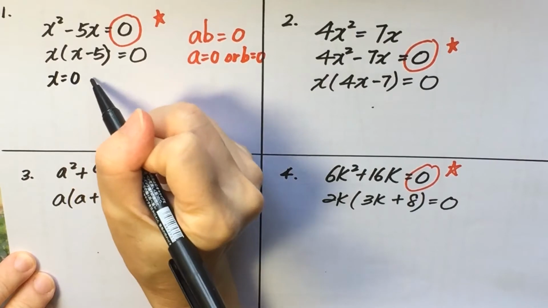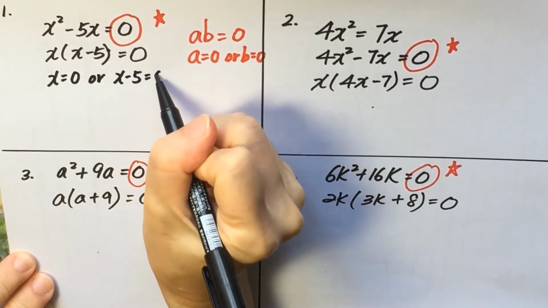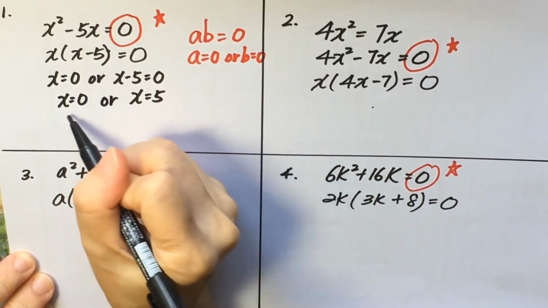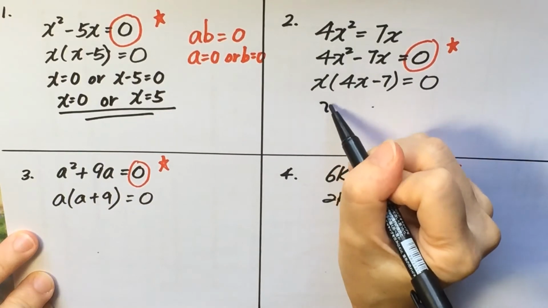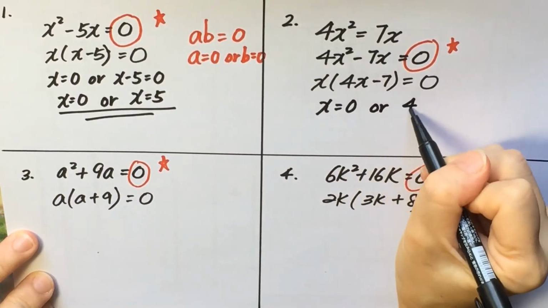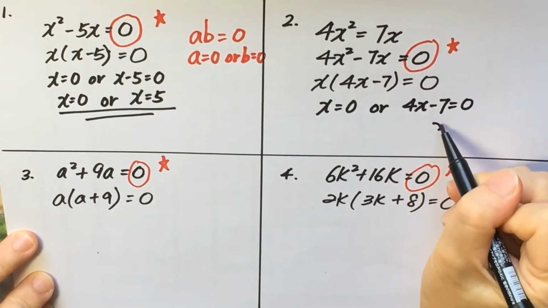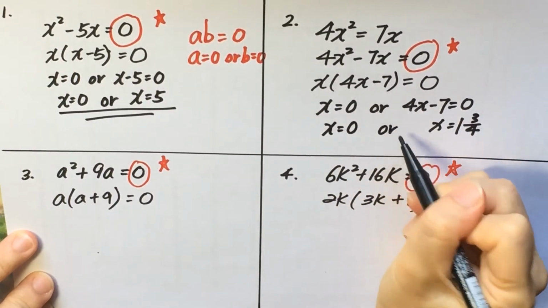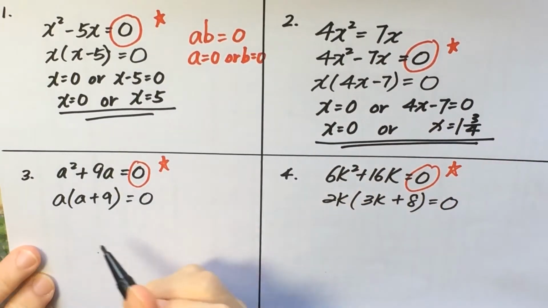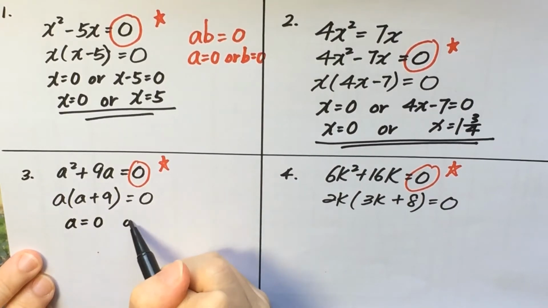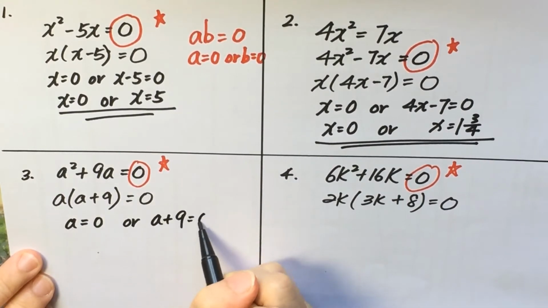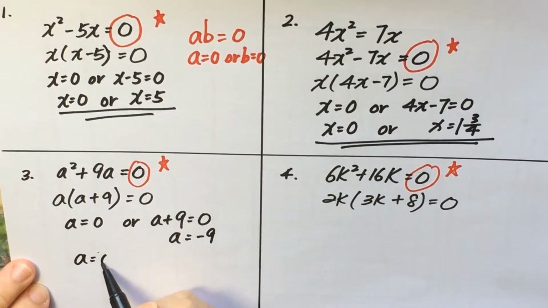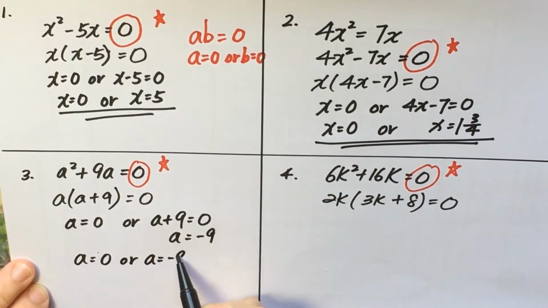So x is equals to 0 or x minus 5 equals to 0. So x is actually 5. So these are my answers. Okay, so this one, x is 0 or 4x minus 7 is 0. So x in this case is 1 3/4. So x is 0 or x equals to 1 3/4. Okay, this one, a is 0 or a plus 9 is equals to 0. So a in this case is negative 9. So answer is a is 0 or a equals to negative 9.